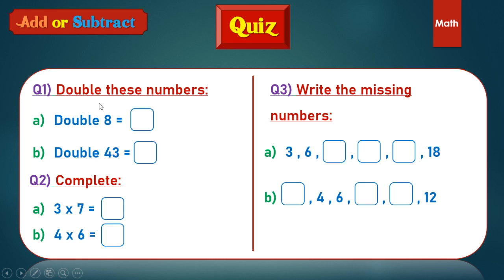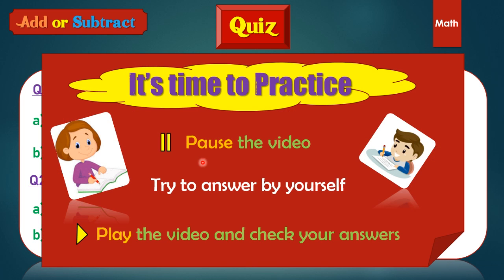Question number 1 says double these numbers. Question number 2, complete the multiplications. Question number 3, write the missing numbers. I think you can do it now. Please pause the video, try to answer by yourself, then play the video and check your answers with me. Now, have you finished? Okay, let's see how to get the answers.